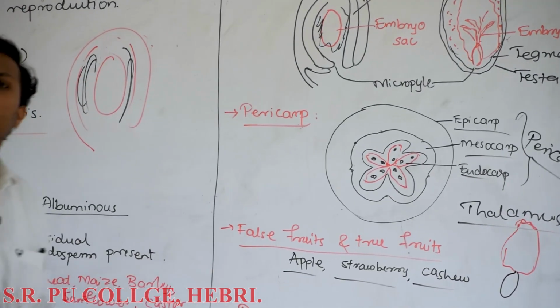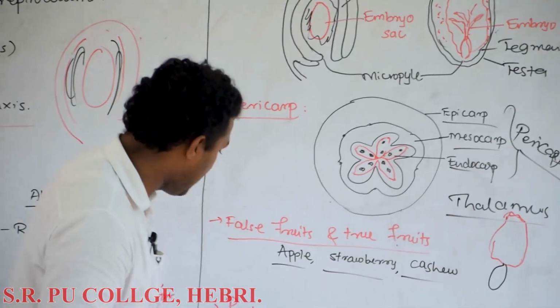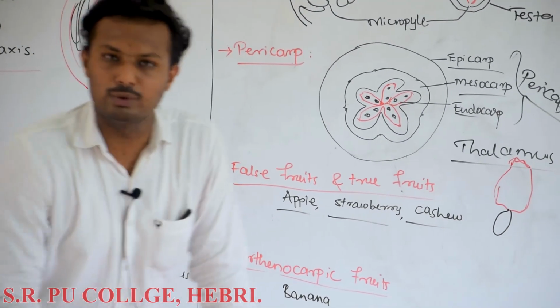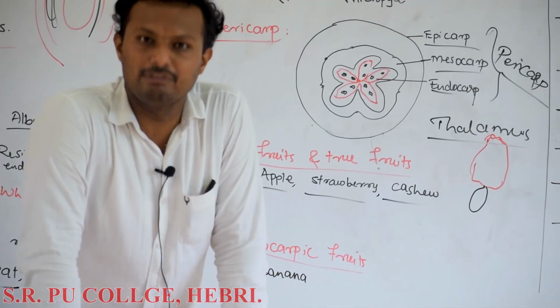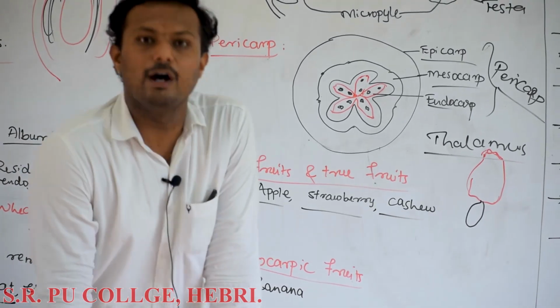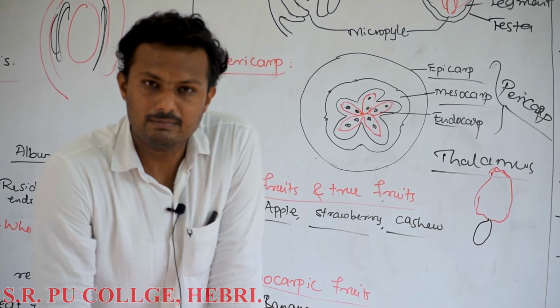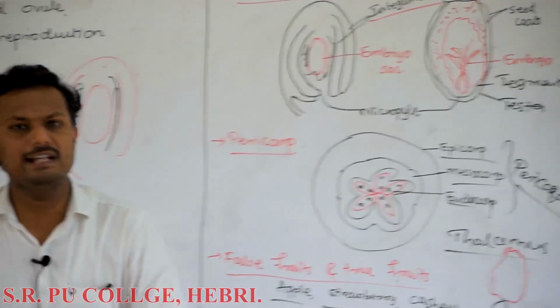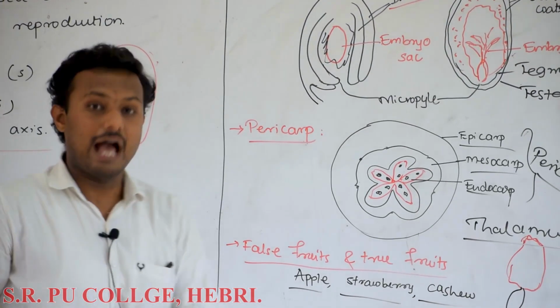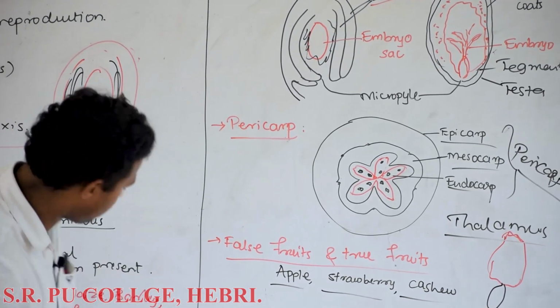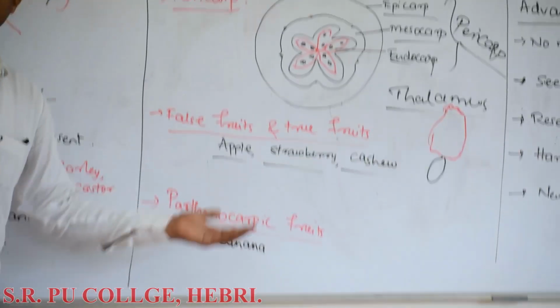Now coming to one more interesting aspect, that is called parthenocarpic fruits. You definitely have heard about seedless fruits. You have heard about seedless grapes, seedless papaya, seedless banana. And what exactly are these seedless fruits? Seedless fruits, technically, have to be called parthenocarpic fruits. You can see the spelling here.